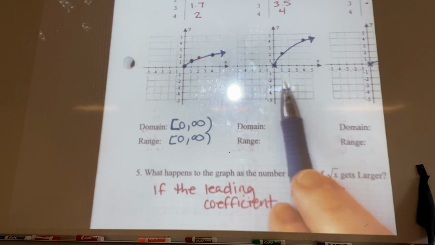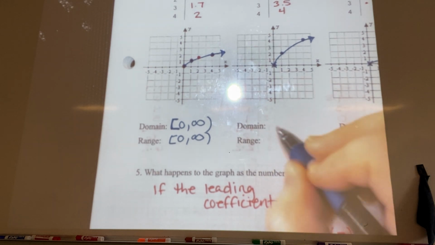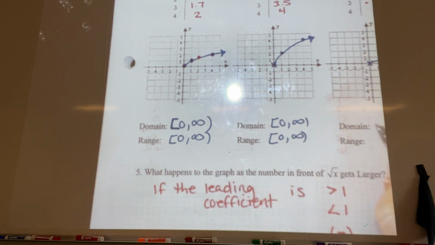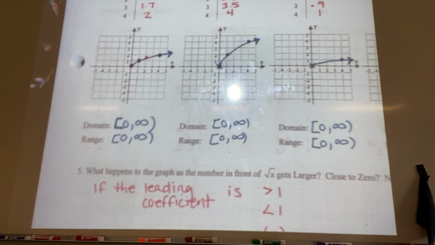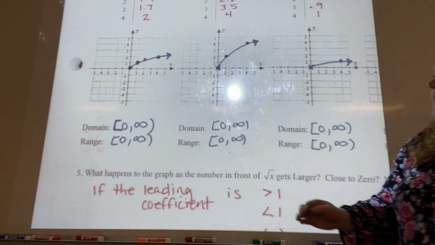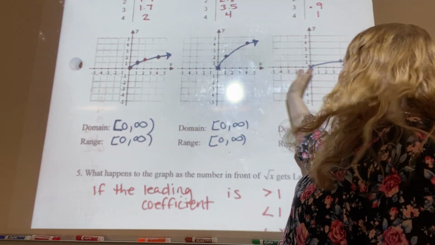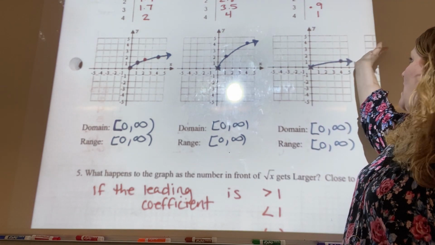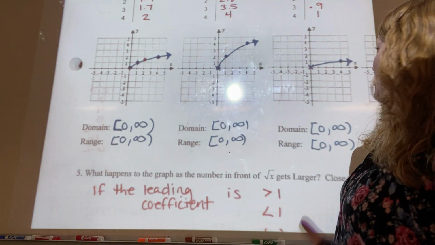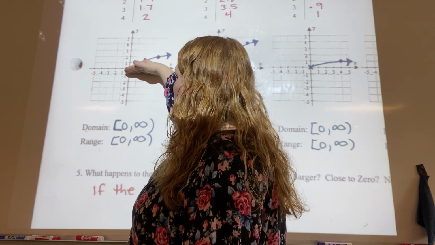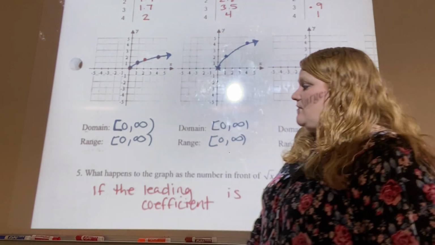Now, these 3 right here, they're actually all 0 to infinity for the domain and the range. Because although the height changed a little bit in terms of how steep it was, it's still doing the same thing. If we continue this graph, this would keep getting higher and higher and higher. And so with this little one over here, it would still get higher and higher and higher. It would take a long time, but it would still get there. All right, so domain, 0 to infinity, range, 0 to infinity for all 3 of those.